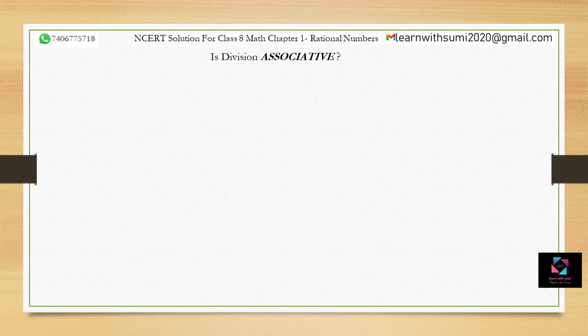Is division associative? If it is associative, then it should satisfy the condition of (A divided by B) divided by C is equal to A divided by (B divided by C). Here you have to divide this portion of the equation first. Then whatever answer you get here, you have to divide it by A. So let's check. A is equal to 1 by 3, B is equal to minus 1 by 2, C is equal to 2 by 3.